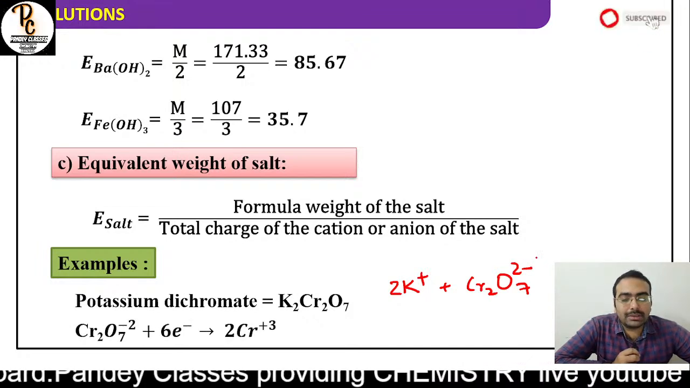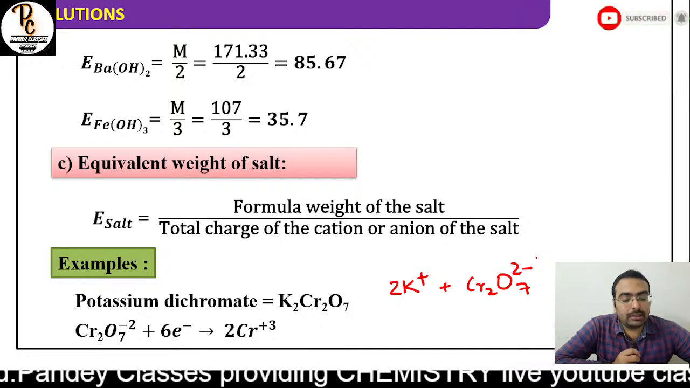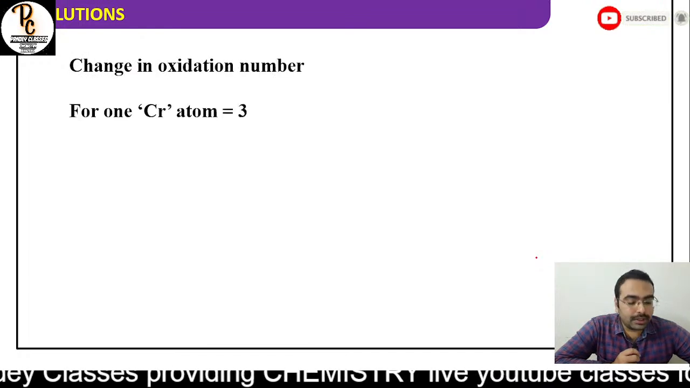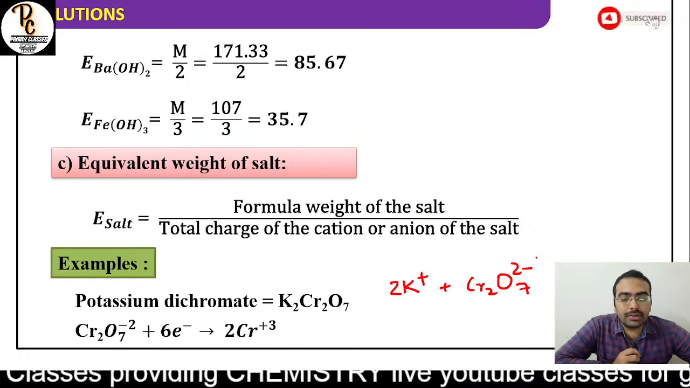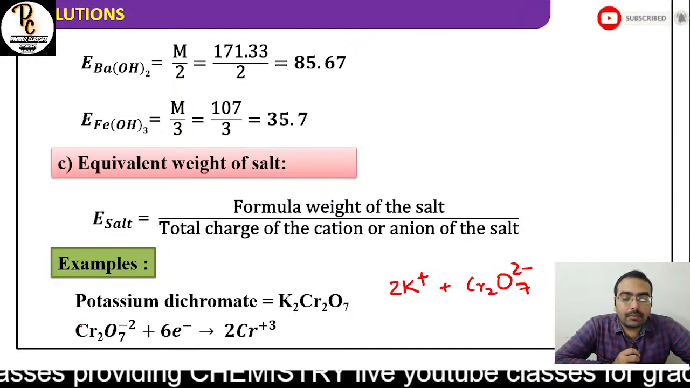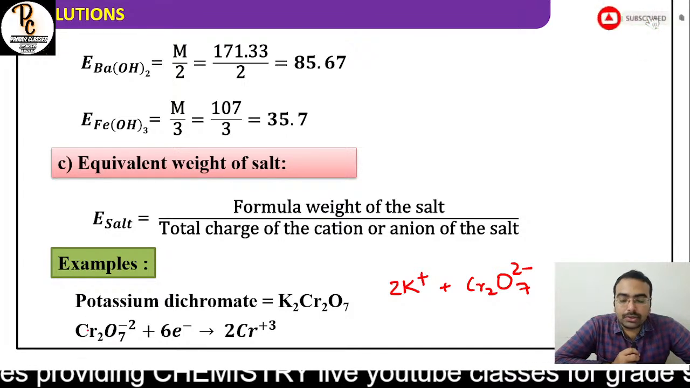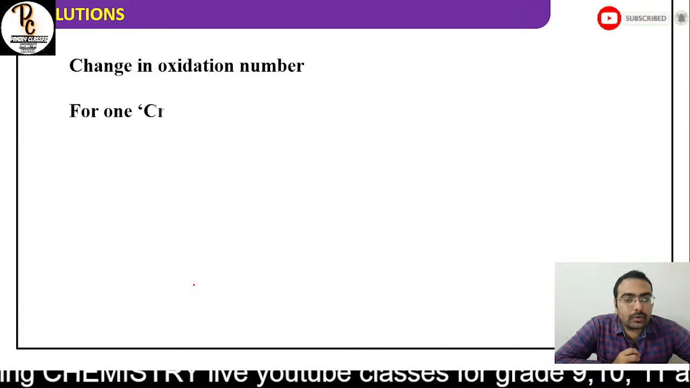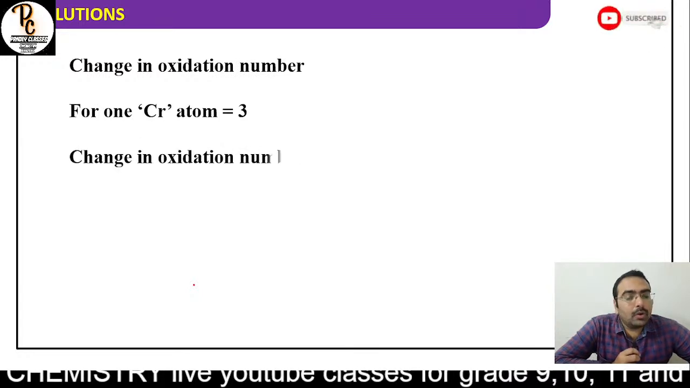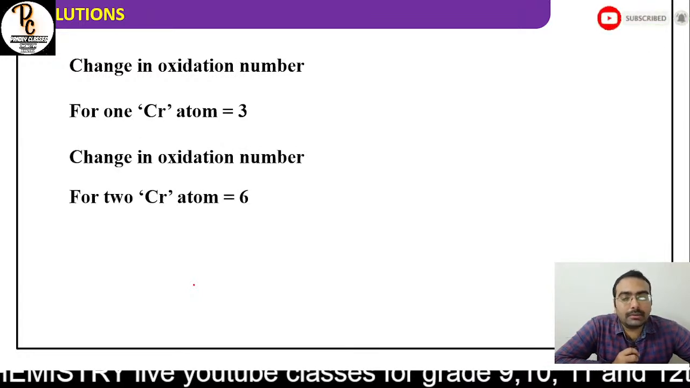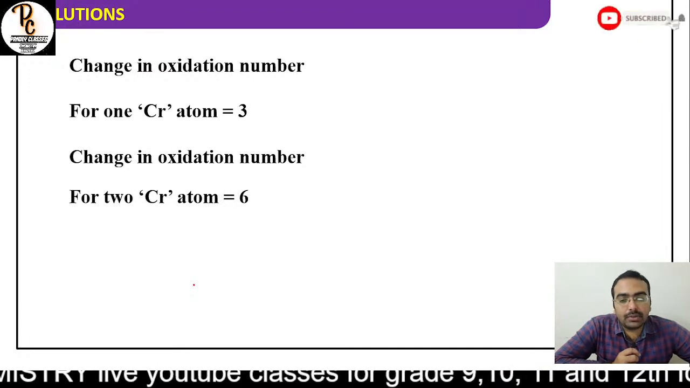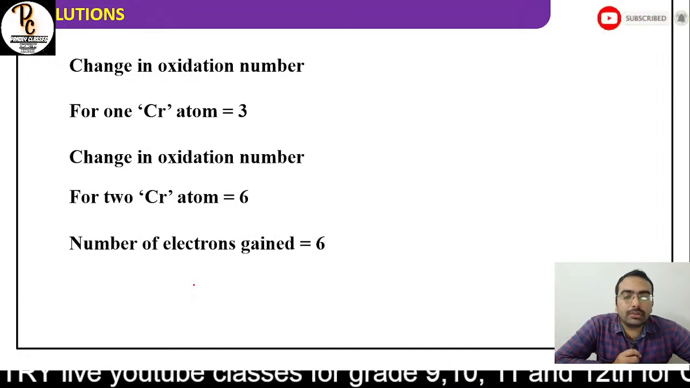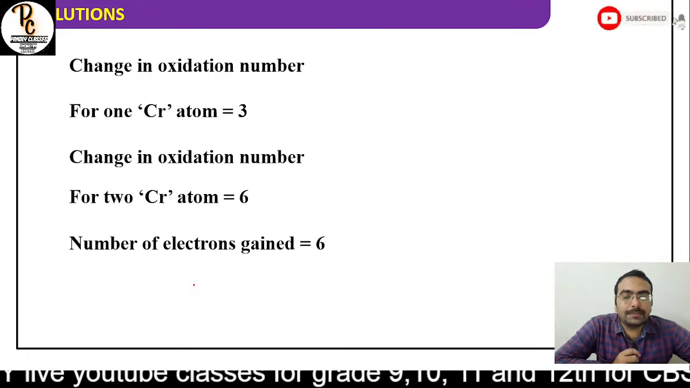So how many electrons does it gain? It gains 6 electrons and it changes into Cr3 plus. In that case, what's the change in oxidation number? So the change in oxidation number is how much? In order to calculate the equivalent mass, we will divide the molar mass, sorry, molecular weight by the change in oxidation number. So change in oxidation number is how much?